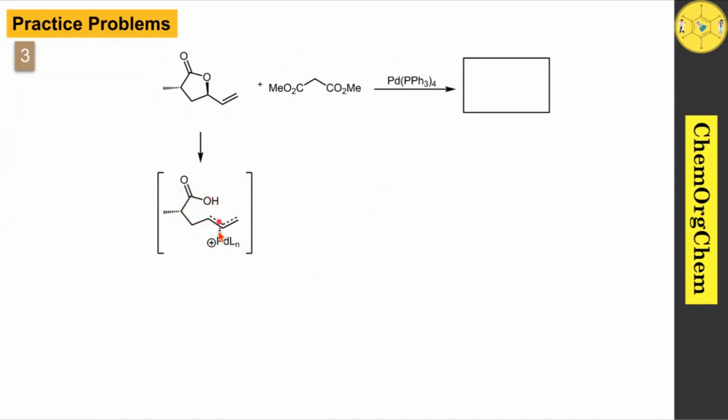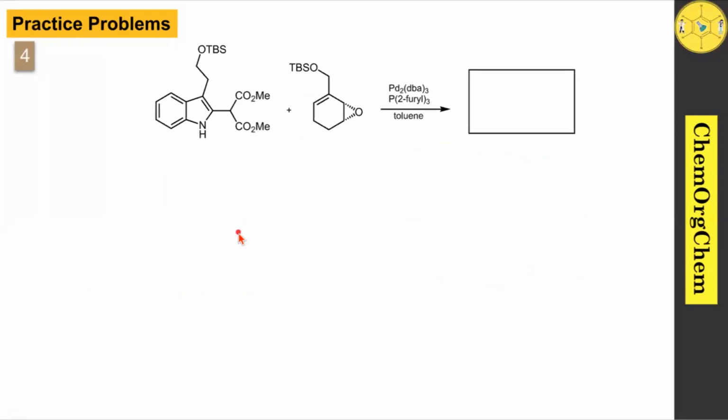Here you should note the stereochemistry, since this acts as the leaving part, and the leaving part is present at the top face. Therefore our palladium should interact from the bottom face, resulting in the generation of the corresponding pi-allyl palladium cationic complex. Now this active methylene compound acts as a soft nucleophile that readily attacks this terminal carbon, resulting in the generation of the corresponding product. Let's move to our fourth practice problem.